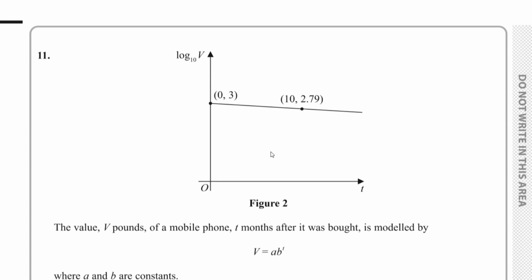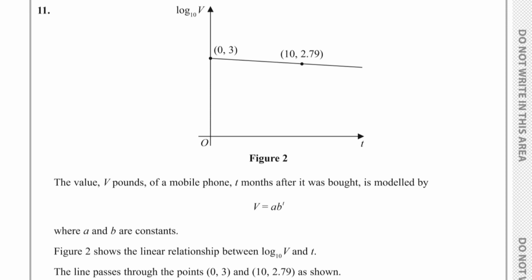Question 11. The value £v of a mobile phone t months after it was bought is modelled by v equals ab to the t, where a and b are constants. Figure 2 shows the linear relationship between log base 10 of v and t, and the line passes through the points 0, 3 and 10, 2.79.